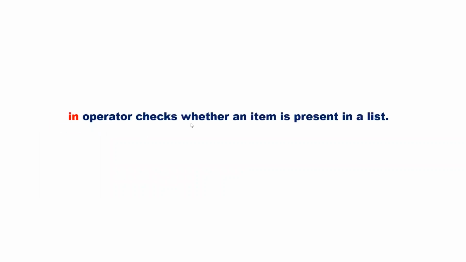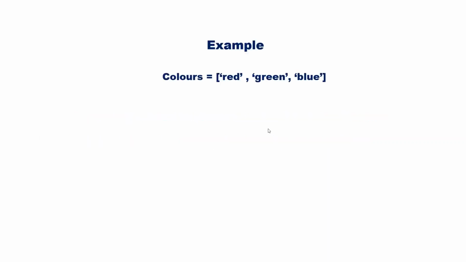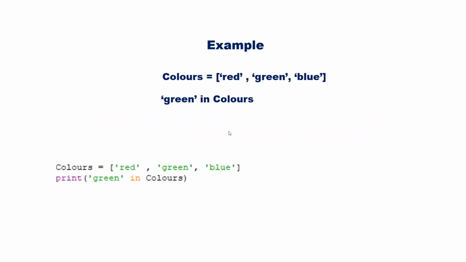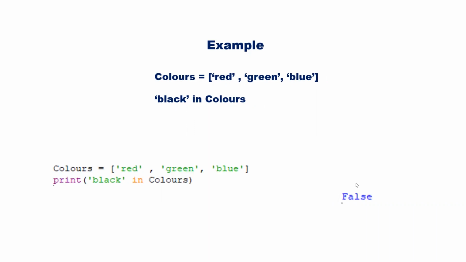In and not in are the membership operators in Python. The in operator checks whether an item is present in a list. Returns true if it is present, otherwise returns false. For example, green in colors. So here green is a member of the variable colors. So when we print green in colors, the answer will be true. Black in colors. Black is not a member of the list colors. So when we print black in colors, the answer will be false.